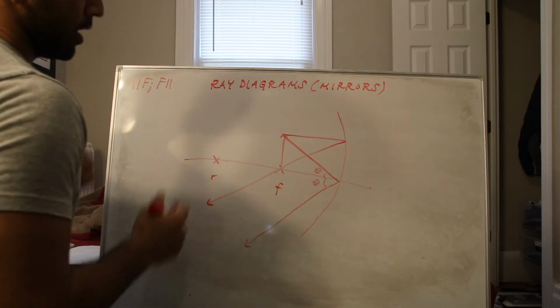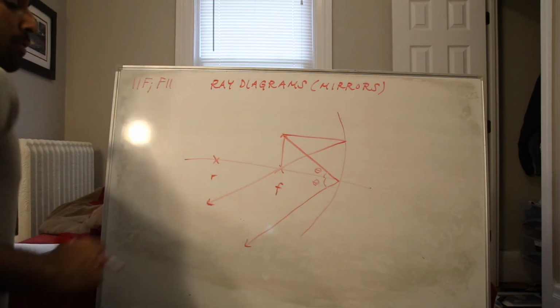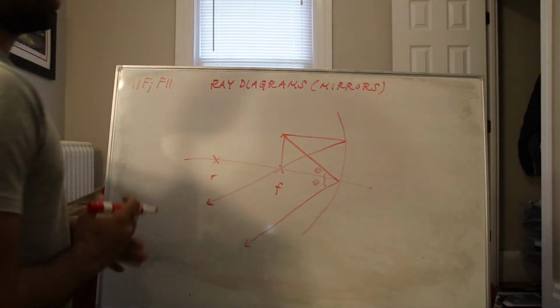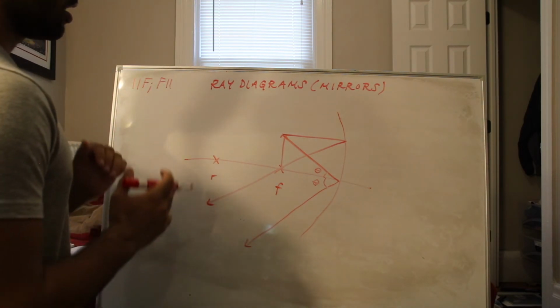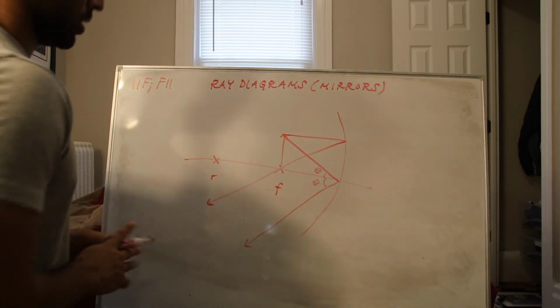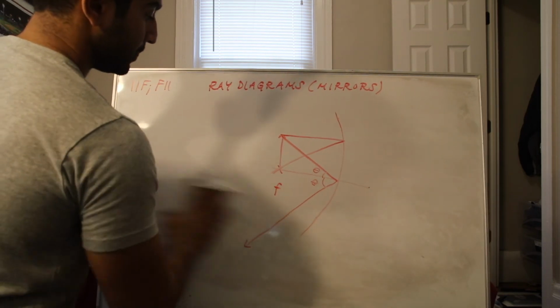So that means that if you have an object at F, at the focal point of your mirror, you will not have an image no matter what. No matter how large or small the object is, you will never have an image produced if you have an object at F. So, the last one.